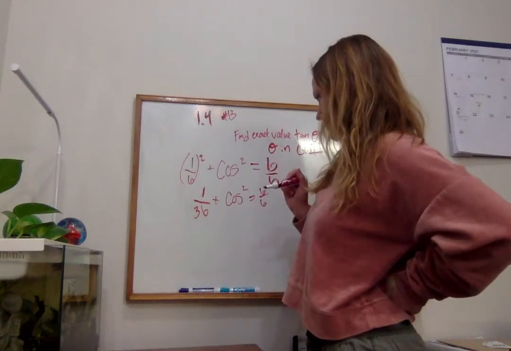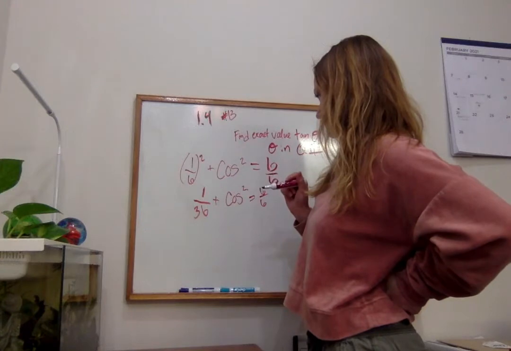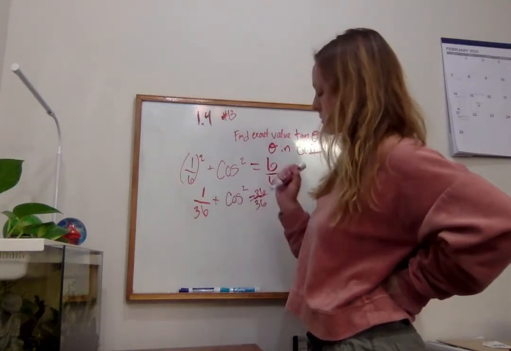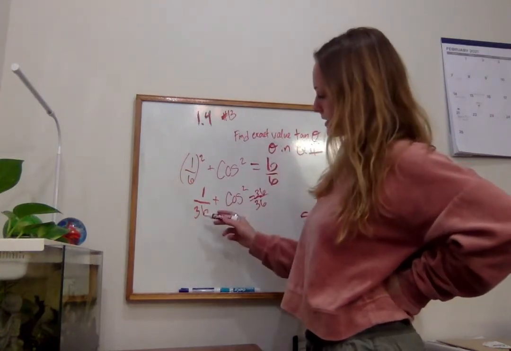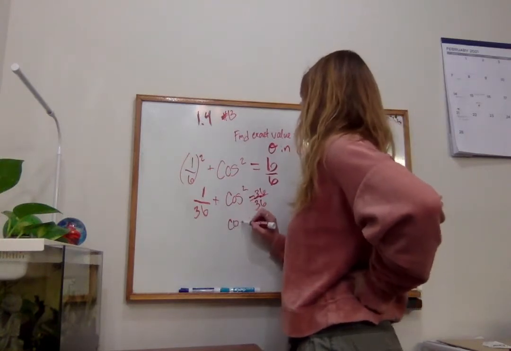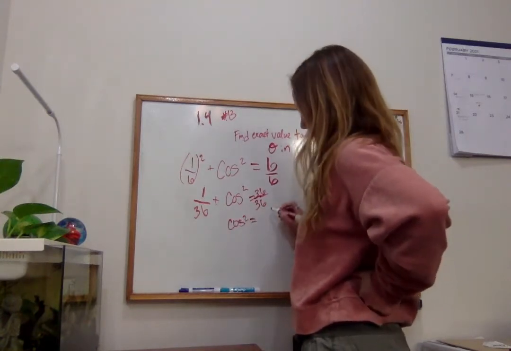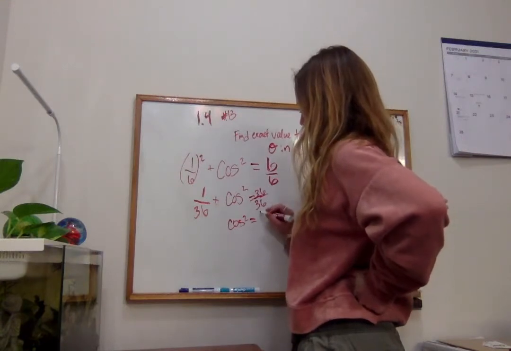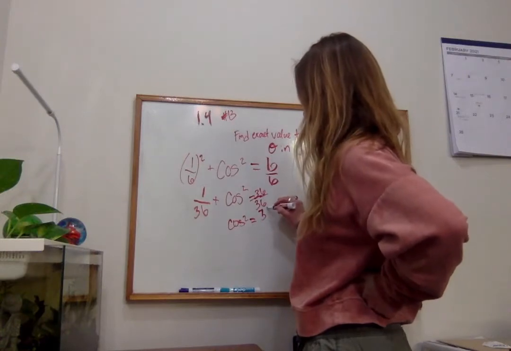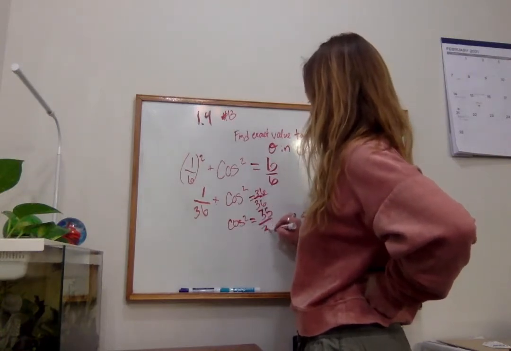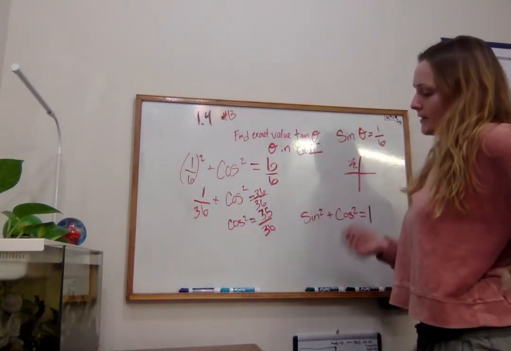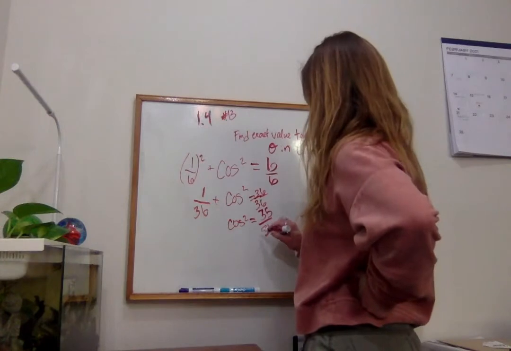So now, well, I guess I'm going to make this 36. There we go. Subtract 1/36 from 36 over 36. Cosine squared equals 35 over 36. And I have to square root that.